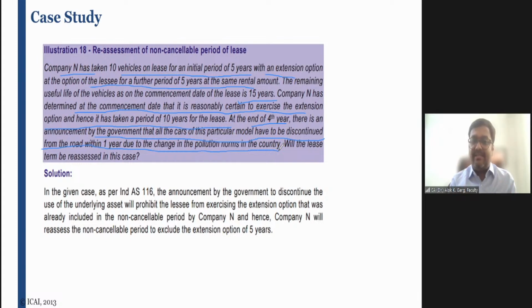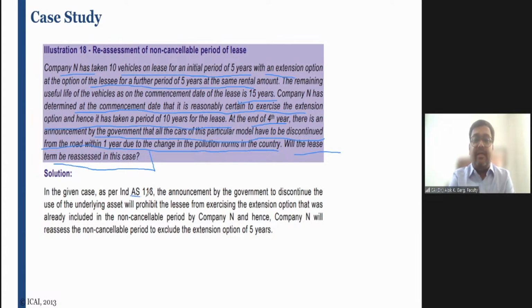So in this case, will the lease term be reassessed? Of course, yes. Why would the lessee avail the renewal option? The lessee knows that I will not be able to use the car after 1 year. So the original period was 5 years only, right? Why would the lessee renew this renewal option? The lessee will not avail the renewal option, and hence the reassessment is required. Initially, the lessee had done the accounting on the basis of 15 years. Now the lessee has to do the accounting on the basis of 5 years.